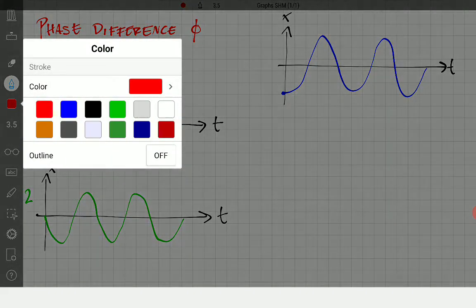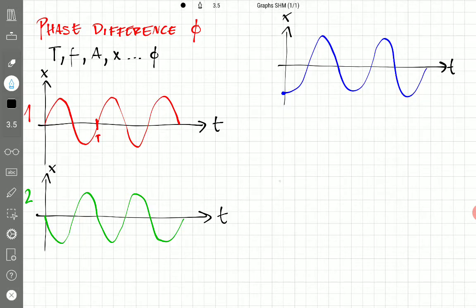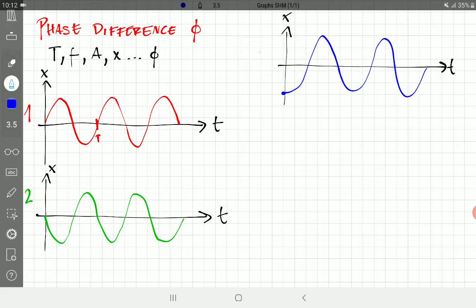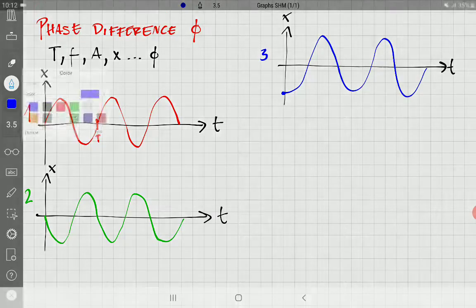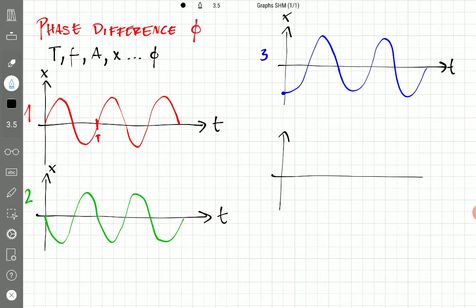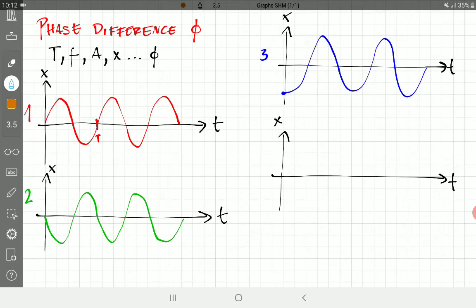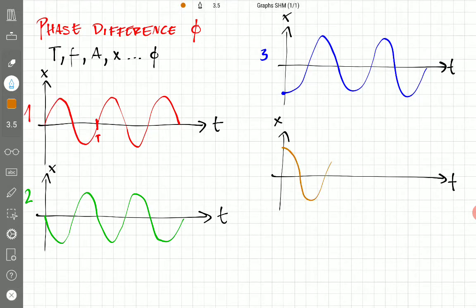And I could even have a fourth one. Sorry, this one is number 3, and I could have a fourth one where the graph of displacement versus time looks something like, let me use a different color. So let's say it looks something like this, right? So it didn't start at the origin, but it started at a maximum point. So how can we compare these 3?